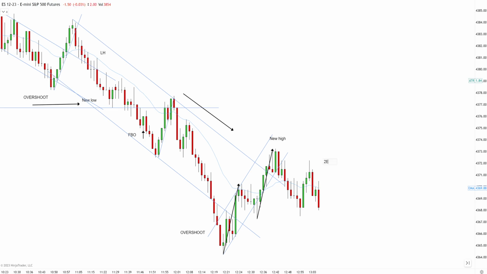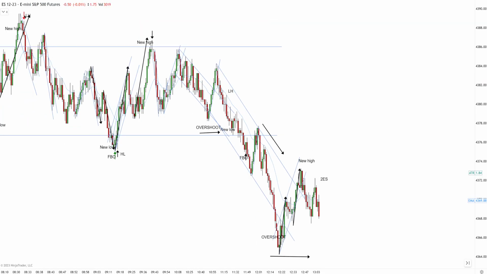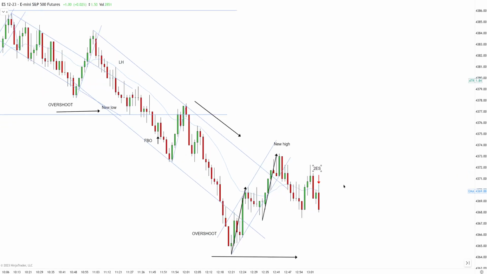And why are we thinking bearish? Because this downtrend is expected after an overshoot to get a new extreme. And this is a great high probability setup. I'm going to mark it. Second entry short, below the EMA, which is exactly what you would like to see.